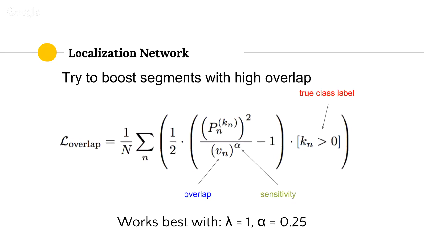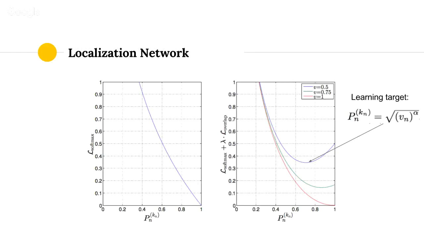Alpha is the sensitivity, and this is the probability predicted for that segment, and for each activity. So that's the way to compute it, and they get the best results with alpha approximately 0.25. This loss function is stable with an alpha greater than 0.25 and less than 1. So it's stable. And here they are plotting the loss against the probability predicted.